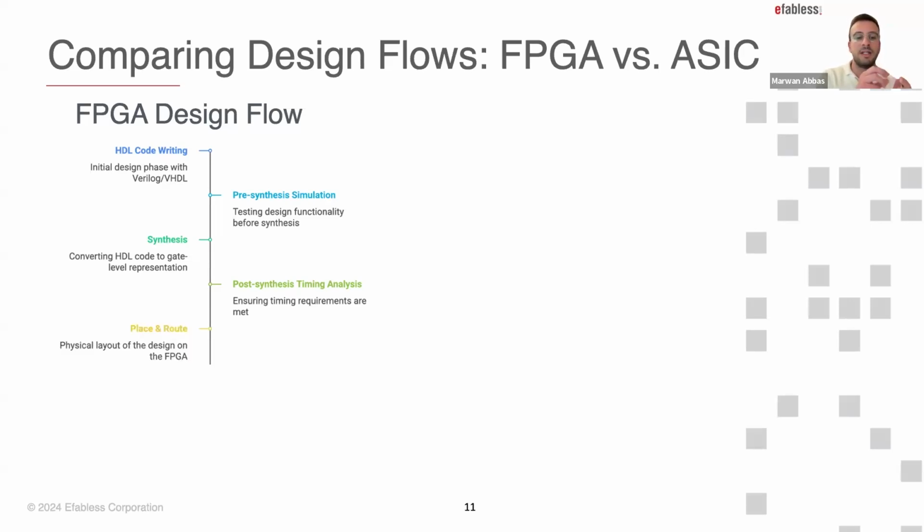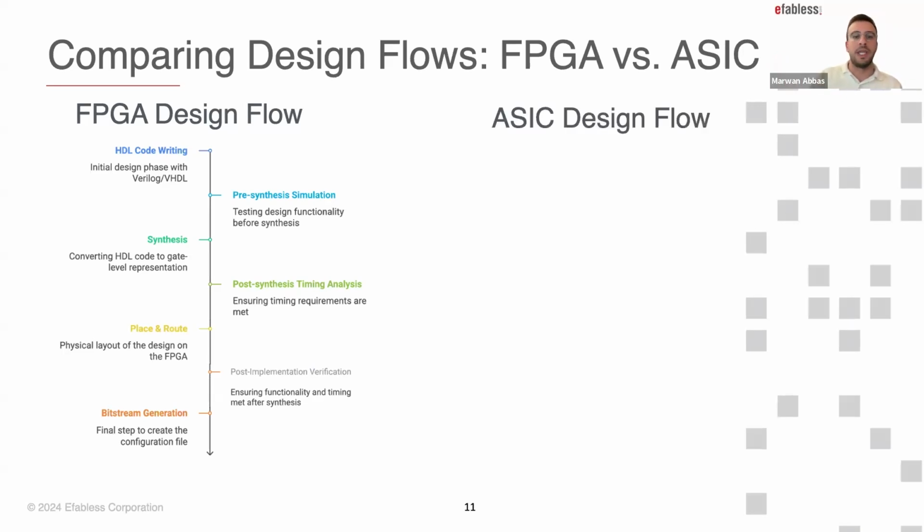So the design is mapped to the FPGA's programmable fabric, then a post-implementation verification to ensure that you are meeting the timing requirements and the functionality. Then finally, you do the bitstream generation, which you can take and upload to your FPGA. But in the ASIC design flow, it starts with the same step, which is writing the Verilog.